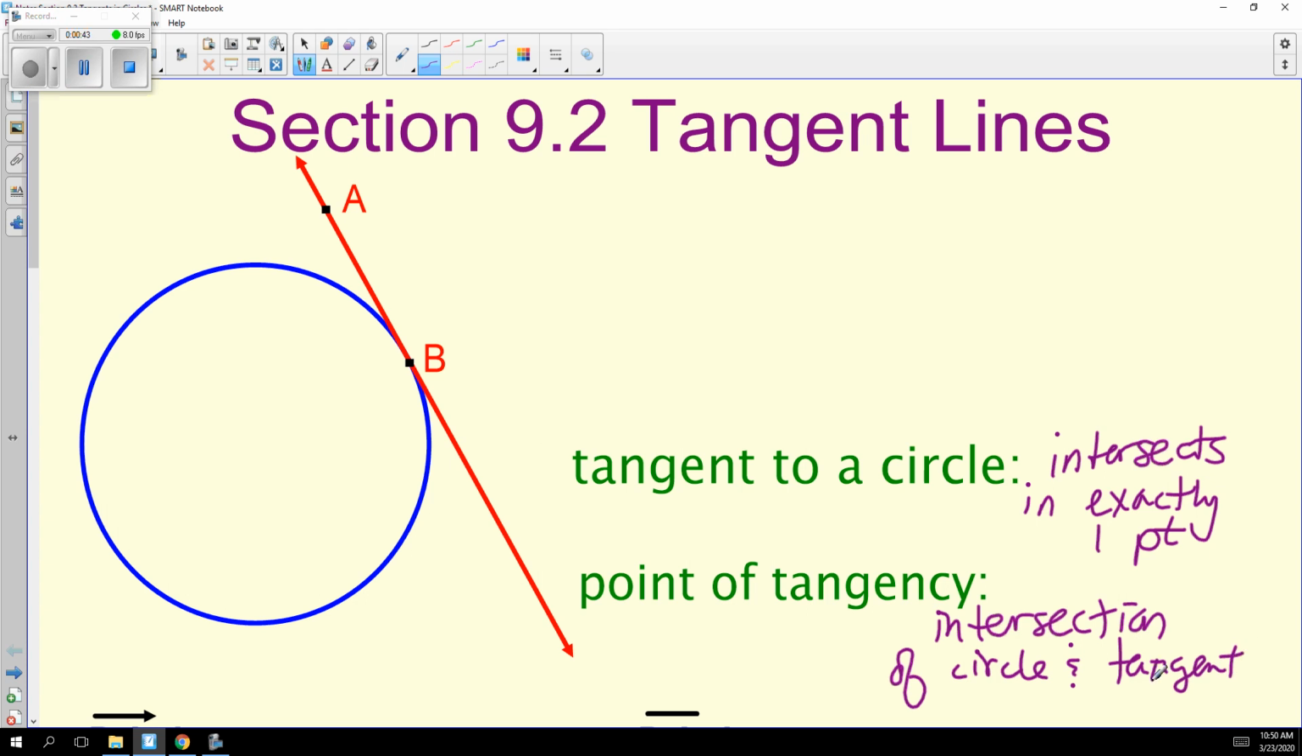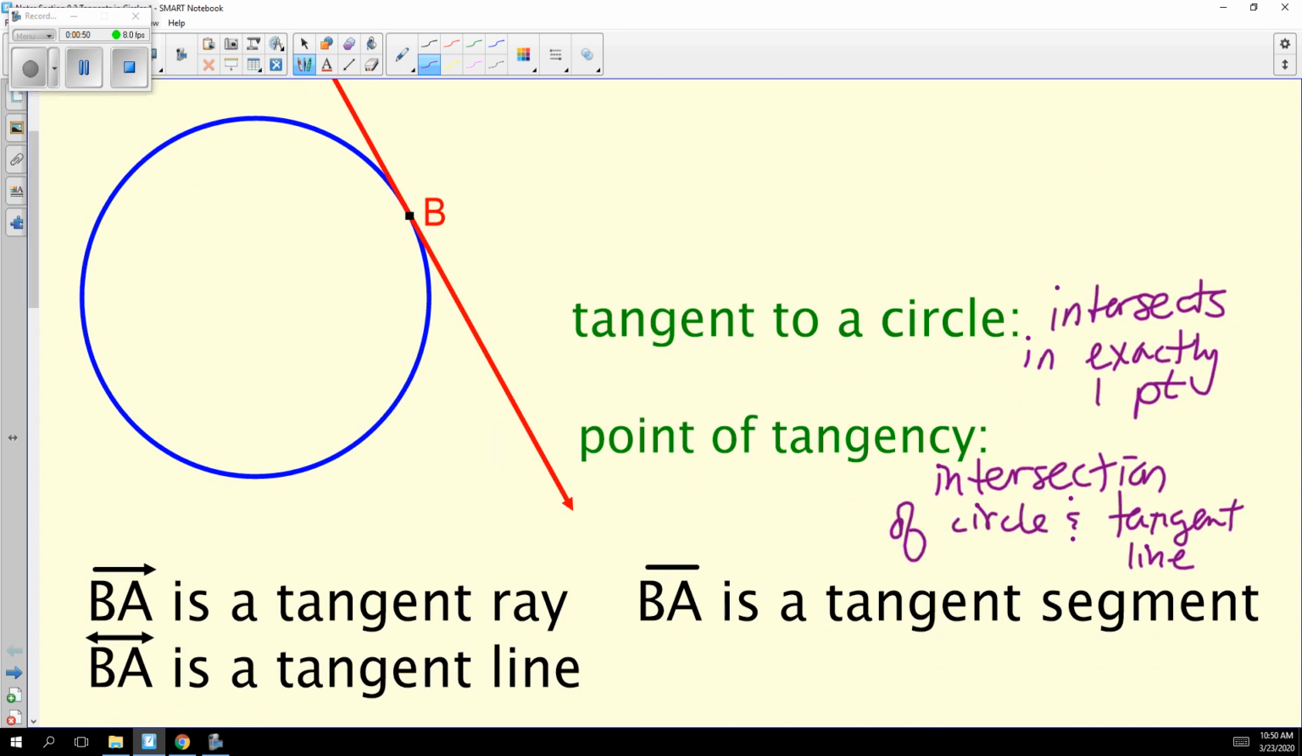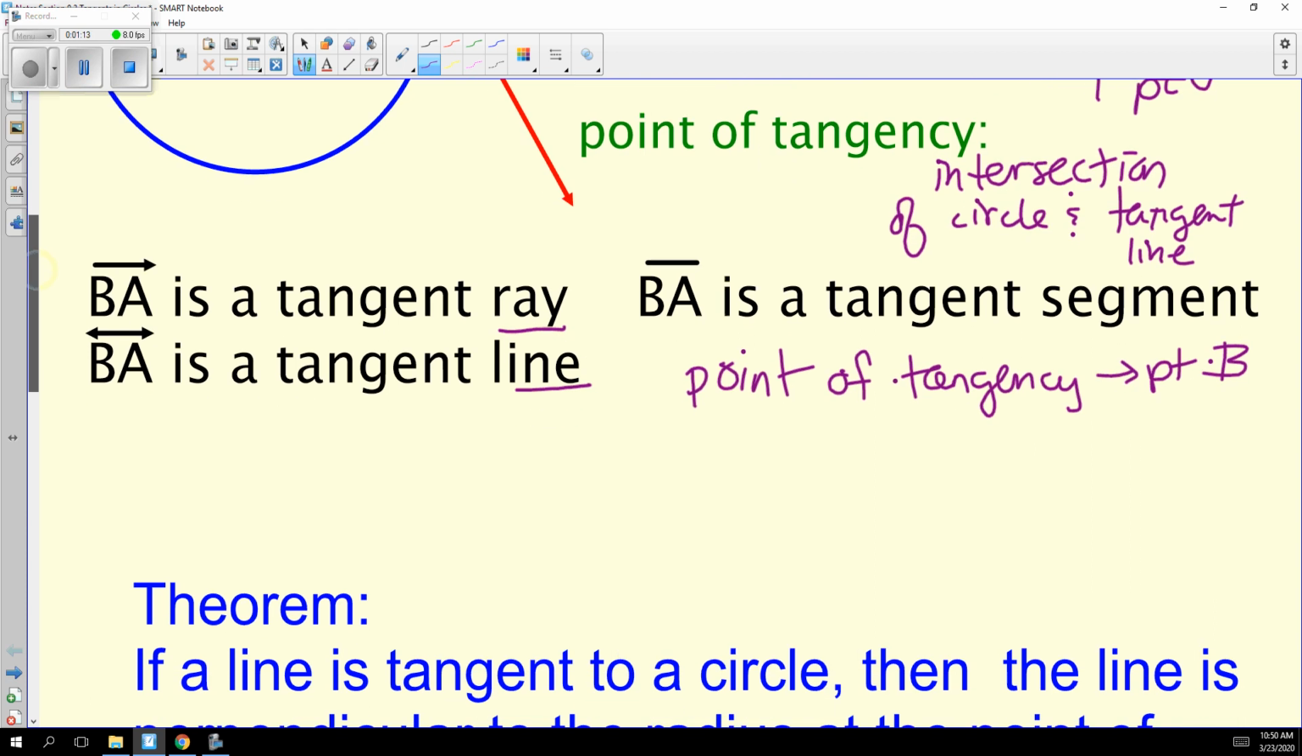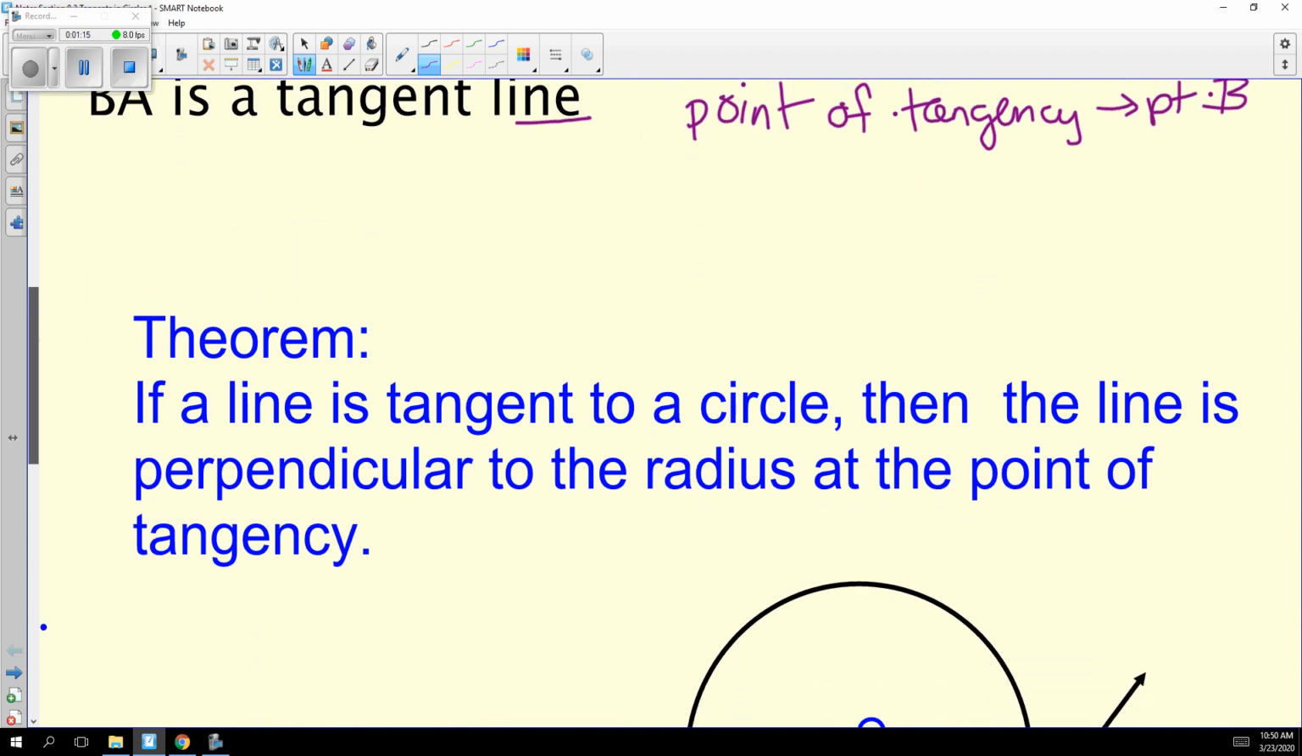So when you look at this diagram, you can say that ray BA is a tangent ray, line BA is a tangent line, segment BA is a tangent segment, and the point of tangency is point B. Hopefully you would print these blank notes from Canvas and fill them in with me as we go. And then if you want, you can check out the completed notes as well.